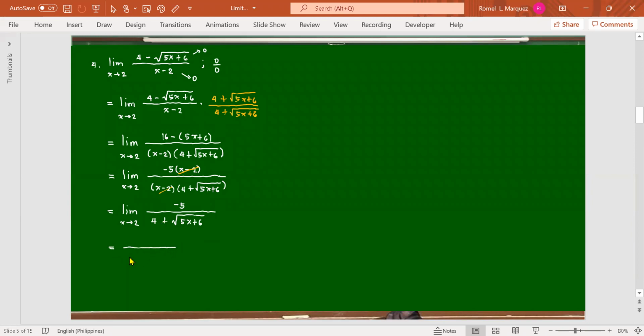So the limit is, for the denominator, 4 plus square root of 5 times 2 plus 6. Numerator is negative 5. This is equal to negative 5 over 4 plus 4, right? So that is 8. So finally, we get what, guys? So negative 5 over 8. Okay, children?